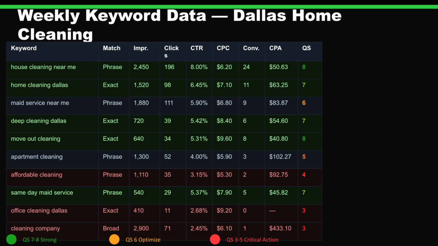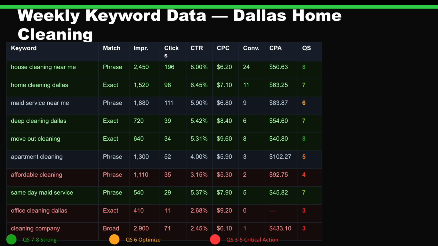Now let us look at a real example. This is a home cleaning service in Dallas, Texas. I have pulled data for 10 keywords from their Google Ads account. Okay, so look at the table. You can see the keyword, how many times it appeared, how many clicks it got, what the click rate was, the cost per click, how many conversions it got, what the cost per conversion is, and finally the quality score. Right. So now notice the color.